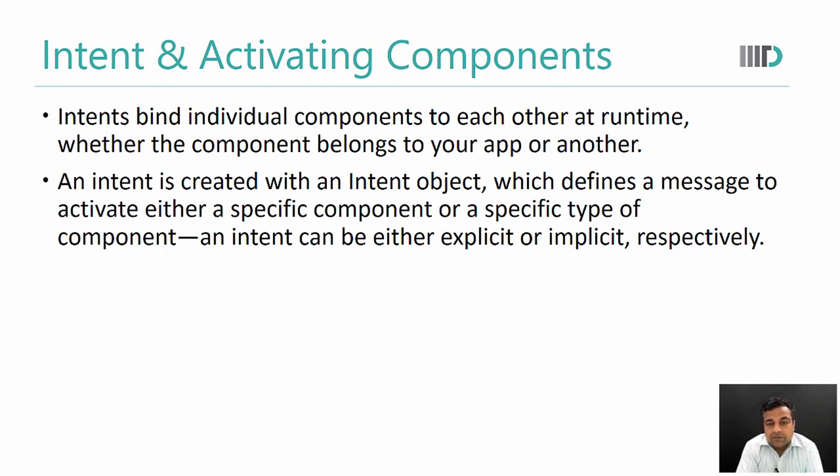So an intent binds individual components to each other at runtime, whether the components belong to your app or another. So these are like the messengers which go from one component to another component. You create an intent in your program with an intent object. An intent object defines a message to activate either a specific component or a specific type of component. In Android, we can define both implicit and explicit intents.